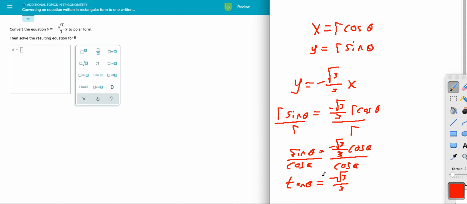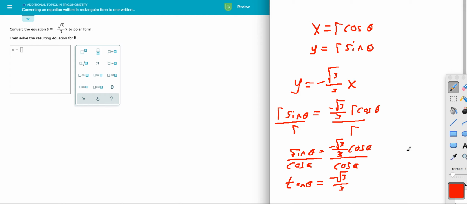And then this is going to be one of your reference triangles, okay? Negative square root of 3 over 3, that's the same thing as negative, let's see how I can simplify that, negative 1 over square root of 3, if you want to rearrange. I don't think that's going to help. Let's just go to a reference triangle here, okay?